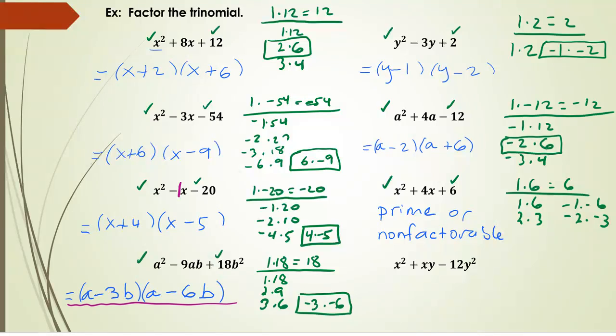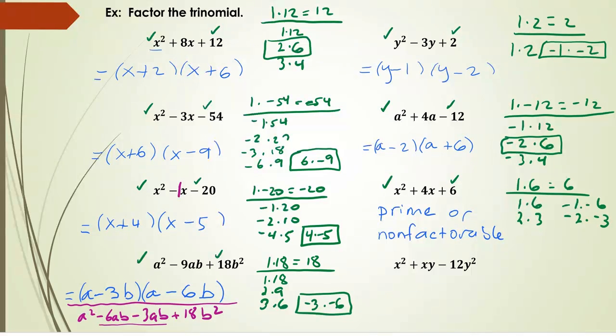Now this does mathematically work out if you were to distribute. Just to show you what this looks like: a times a is a squared. a times -6b would be -6ab. -3b times a is -3ab. And then -3b times -6b would be positive 18b squared. Notice we have a squared, and then this adds up to -9ab, and then 18b squared. So that does equal back to our original polynomial. So if you have an additional variable, you just include it in the shortcut for the factorization.